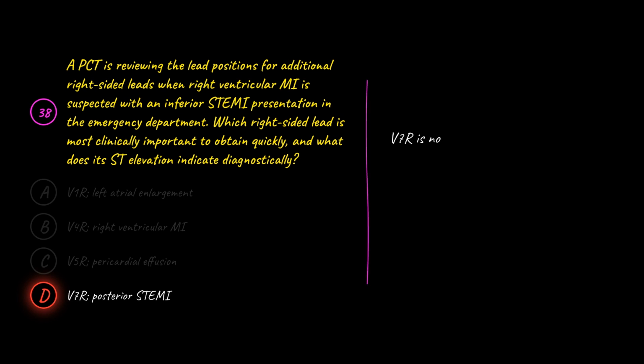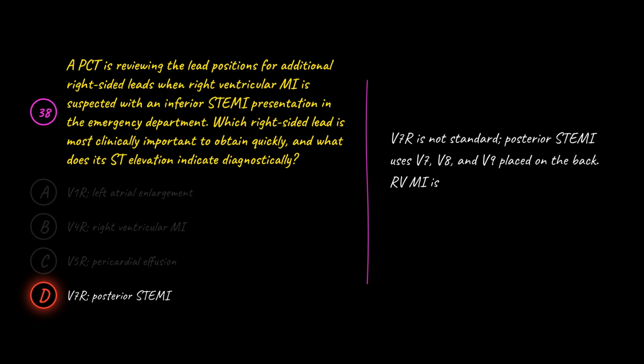D is wrong because V7R is not standard. Posterior STEMI uses V7, V8, and V9 placed on the back. RVMI is diagnosed using V4R, and the posterior leads address a different territory entirely on the heart.